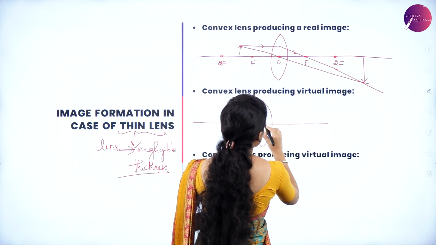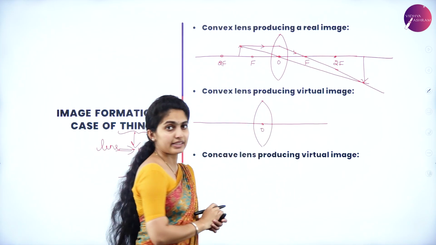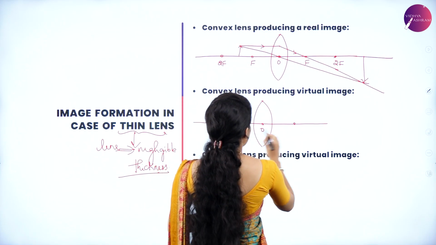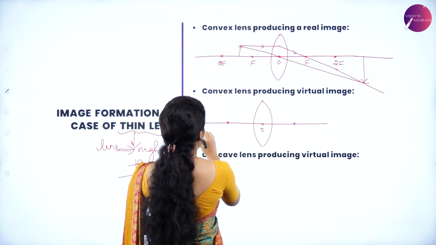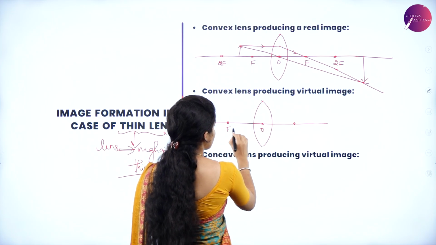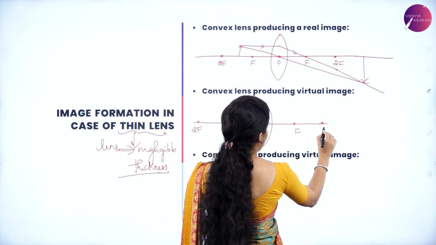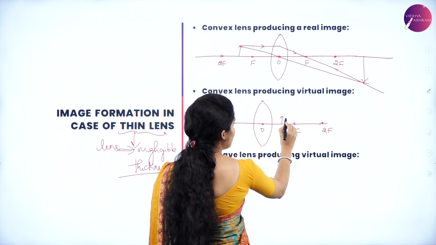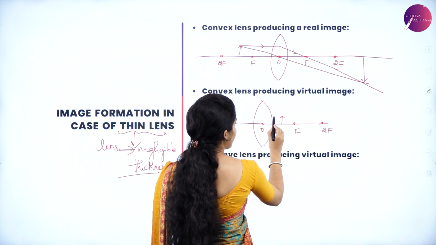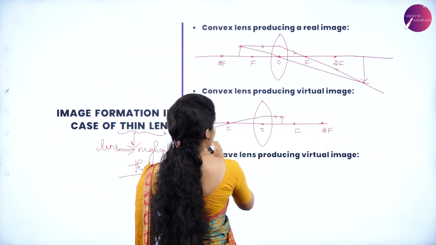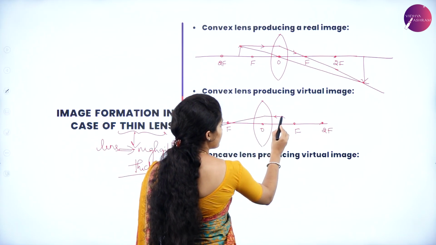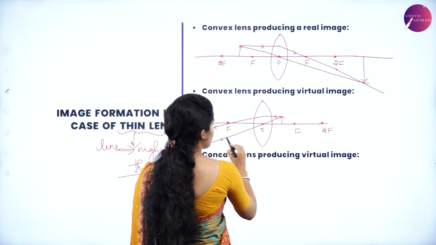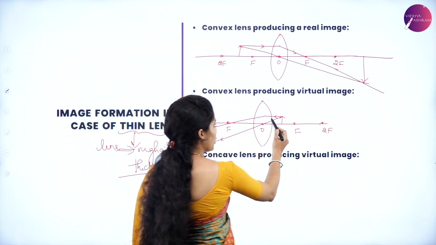This is a convex lens and you draw a principal axis and this is the optic center. Suppose the object lies, this is 2F, this is F, this is F, and this is 2F. Between the optic center and the principal focus, the ray of light passes through the principal focus and the other ray passes straight through the optic center. There is no deviation when it passes through the optic center.